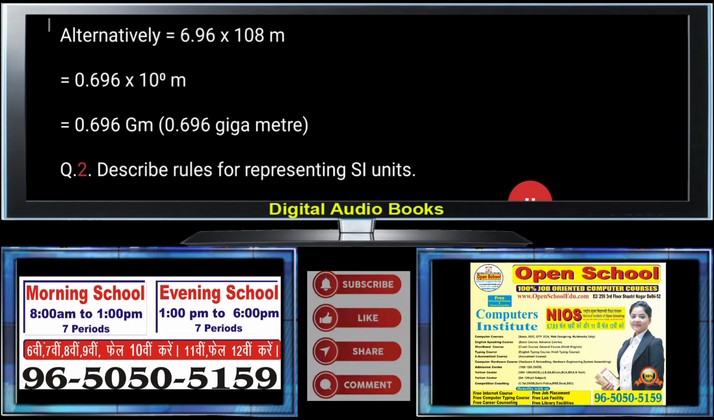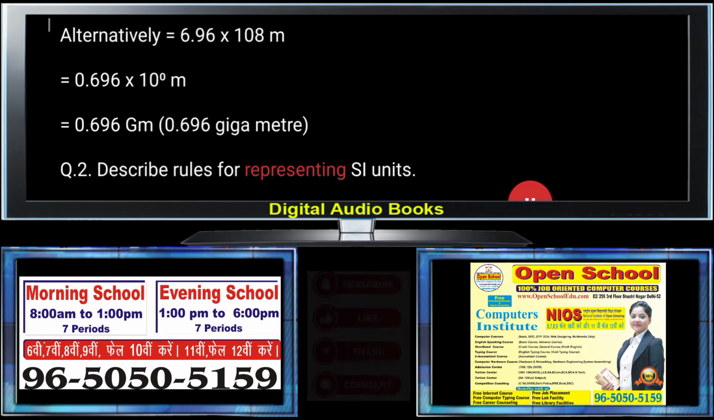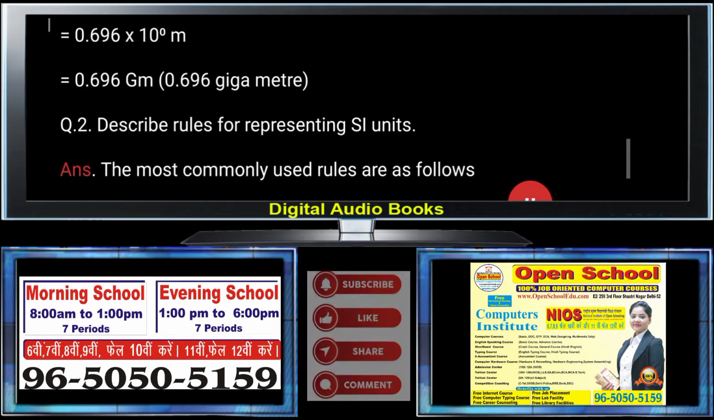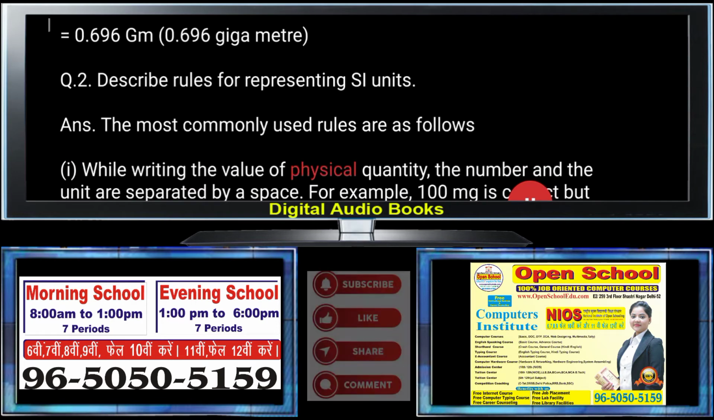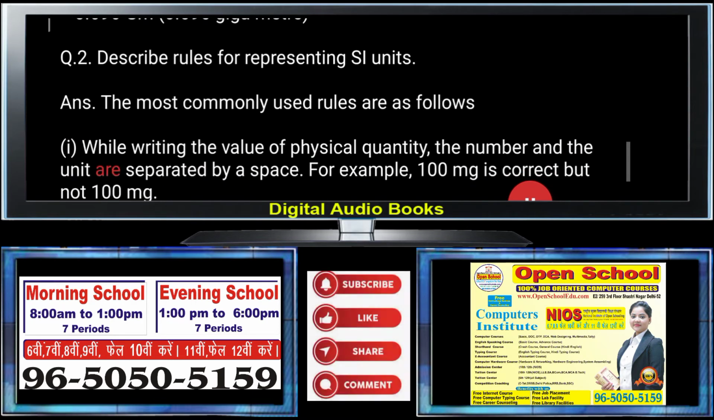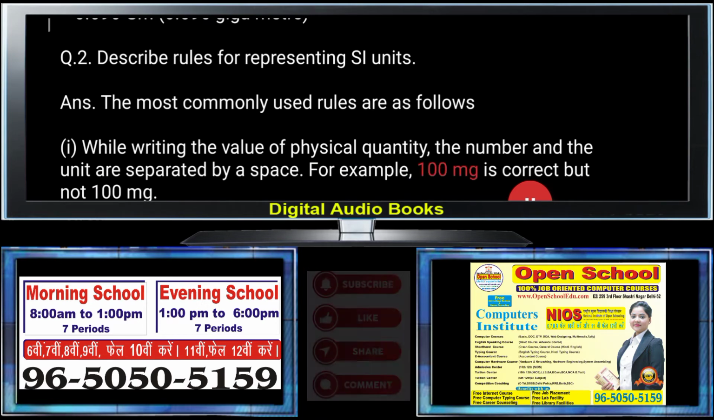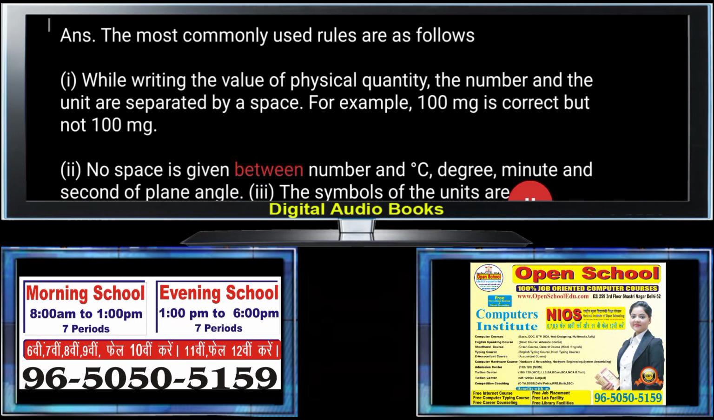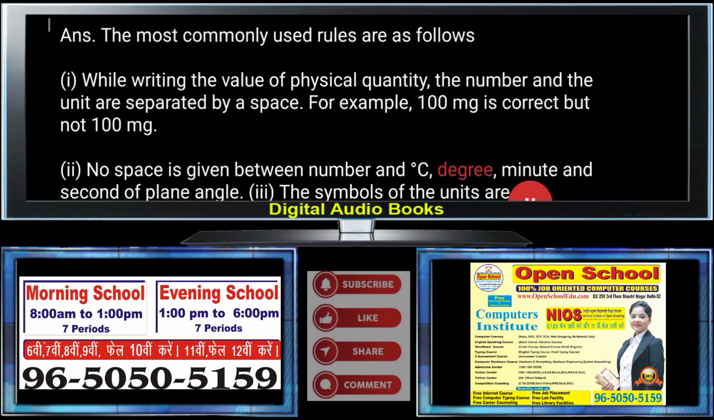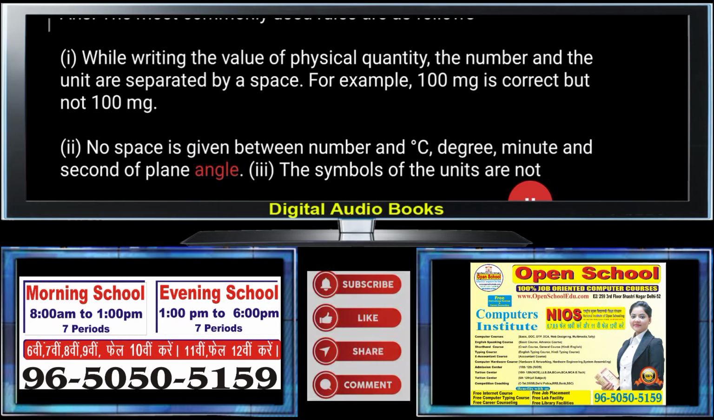Q. 2. Describe rules for representing SI units. Ans. The most commonly used rules are as follows. I. While writing the value of a physical quantity, the number and the unit are separated by a space. For example, 100 mg is correct but not 100mg. II. No space is given between the number and the degree symbol, for degree, minute and second of plane angle.